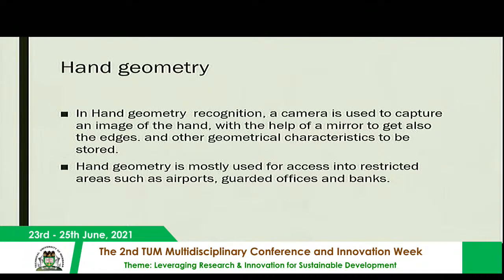I have highlighted in very brief statements each of these biometrics. Maybe for interest of time, I can just look at one or two, then we move to the next stage. The hand geometry, we use a camera to capture an image of the hand with the help of a mirror to get also the edges. And the hand is unique for every individual.